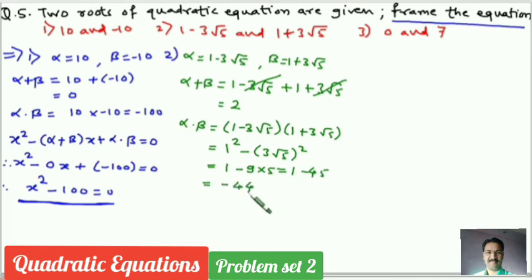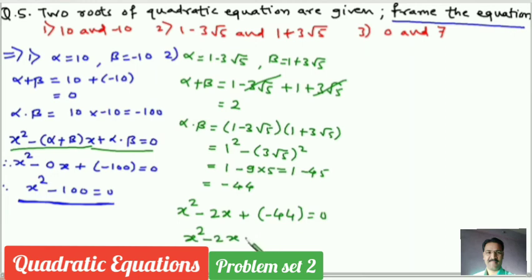So as we know the quadratic equation, which is this one, using this quadratic equation we'll put the values here. That is nothing but x square minus, what is alpha plus beta? That is 2 into x plus, what is alpha into beta? That is minus 44. So the required equation is what? x square minus 2x minus 44 equal to 0 is the required quadratic equation.